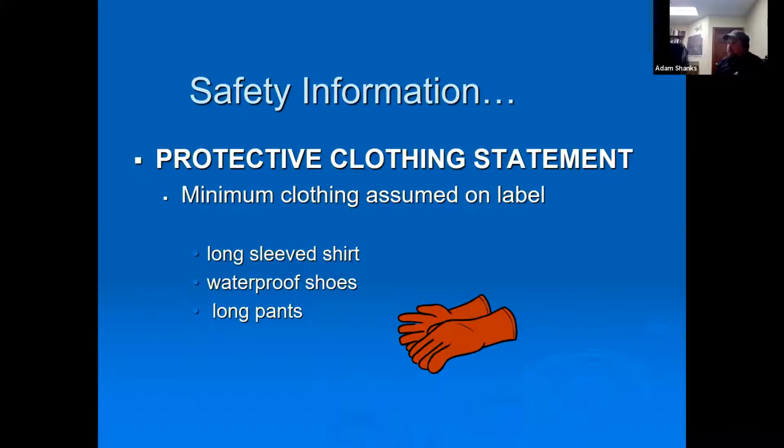So again, at the safety information, it'll have your PPE requirements for that product. So minimum clothing that's assumed to be on a label: you want to wear a long sleeve shirt, waterproof shoes, and long pants. That way, if some of this stuff splashes out, you're minimizing the amount of skin that's exposed that can absorb this chemical if you get a splash.